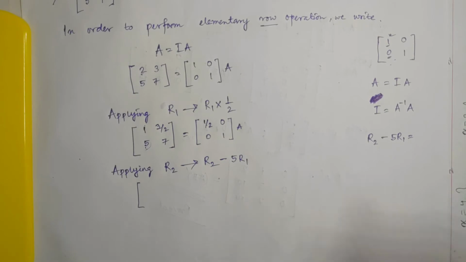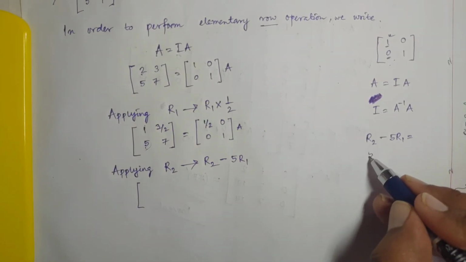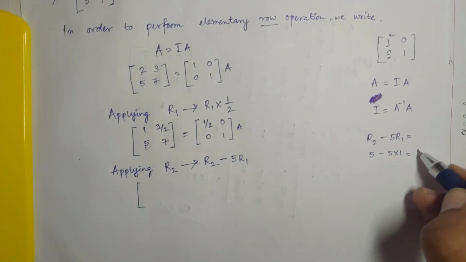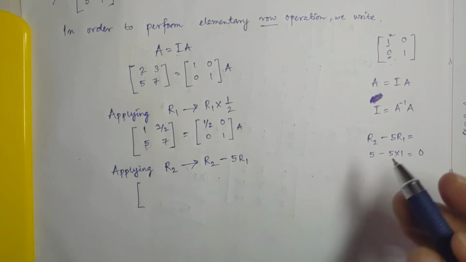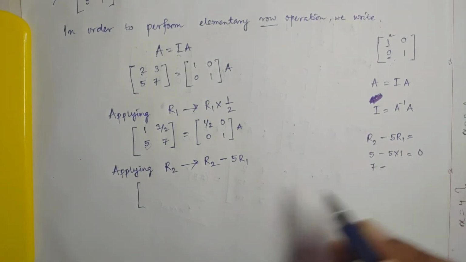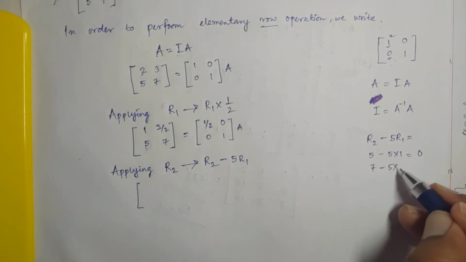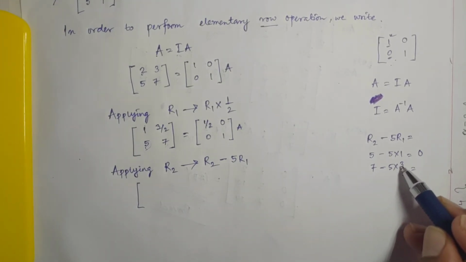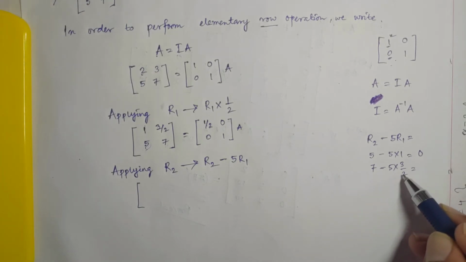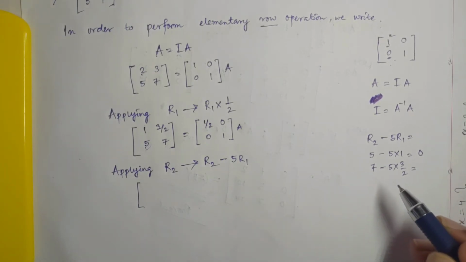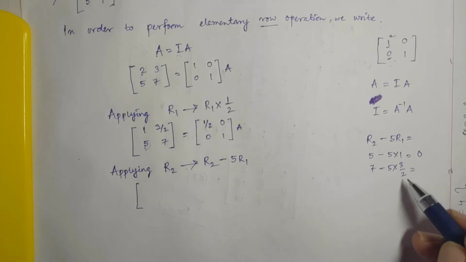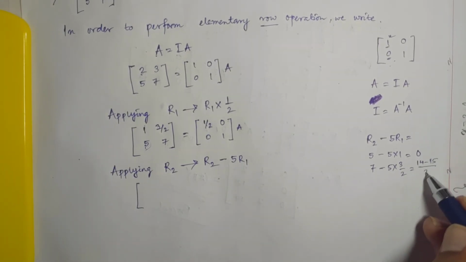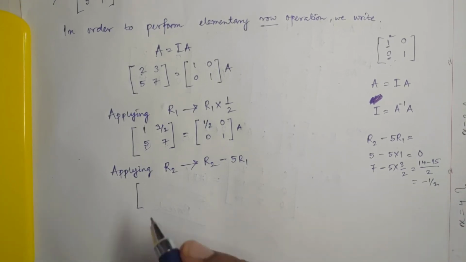You will run, right? So now R2 is our 5 minus, you see 5 into 1, the corresponding element of 5 is 1, so we get 0. Now the R2 element is 7, the corresponding element of 7 is 3 by 2, so 5 into 3 by 2. So how much is that? It is 15, right? 5 into 3, 15. And if I do the LCM, 2 into 7 is 14. I'm doing it in my mind, you should do it in your copy nicely. Fine, I'll write 14 minus 15 by 2, that is equal to minus 1 by 2.